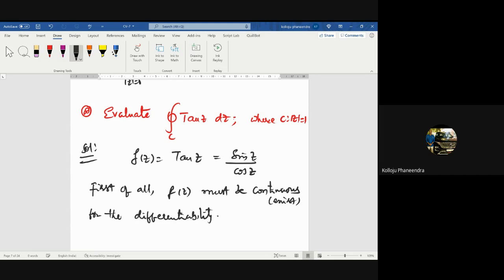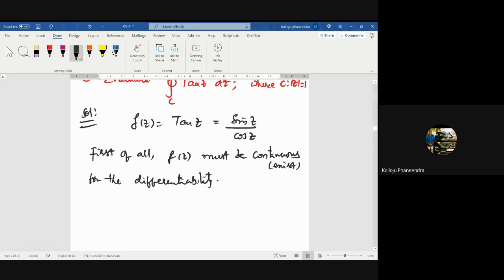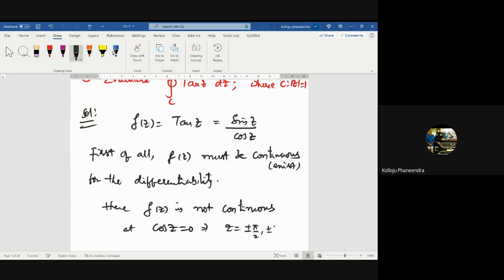This is the first condition. Why I'm telling this? Because in the derivative, cosine z is there. Here, f of z is not continuous. f of z is not continuous at cos z equal to 0. That means what? When z equal to what values? Plus or minus pi by 2, plus or minus 3 pi by 2, and so many values are there.